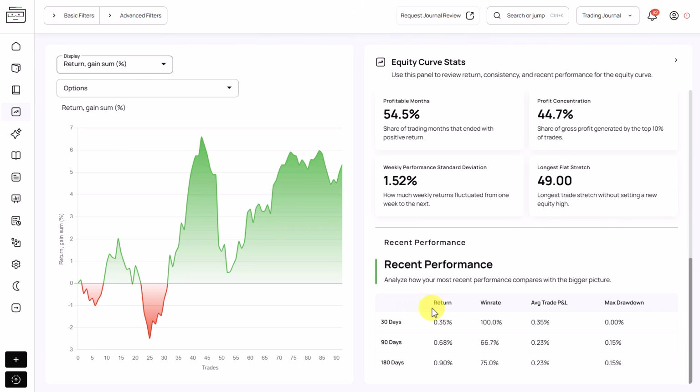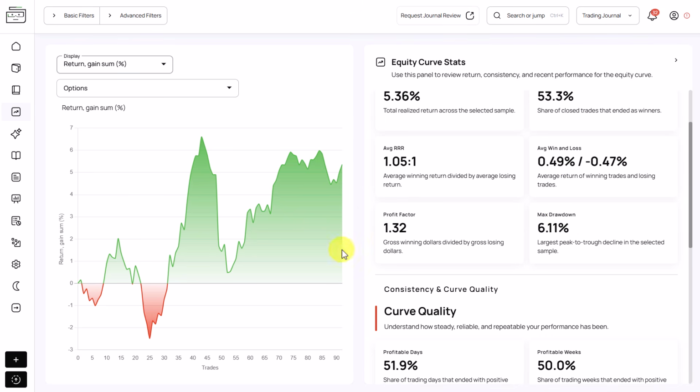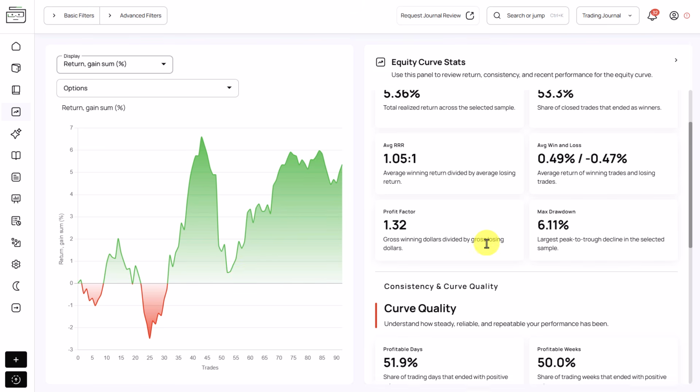And then here at the bottom, you have your performance summary. So what is your performance over the last 30 days, the last 90 days, and the last 180 days. And you get return statistics, your win rate, the average trade P&L, and your maximum drawdown. Of course, when you apply a filter here from the top, all of the statistics will adjust, and of course also the equity graph will adjust based on the filters that you have selected.